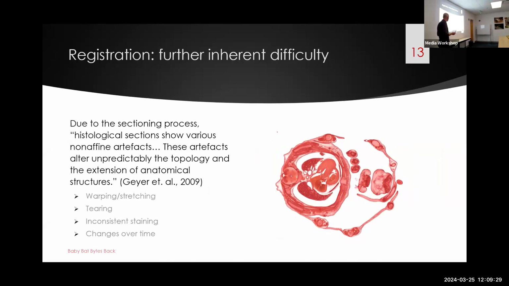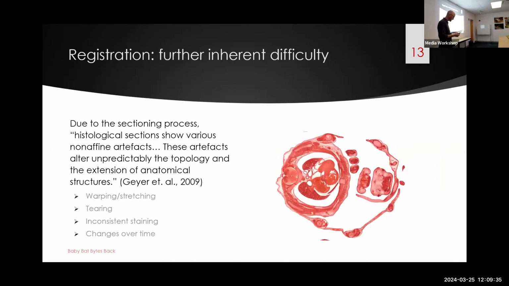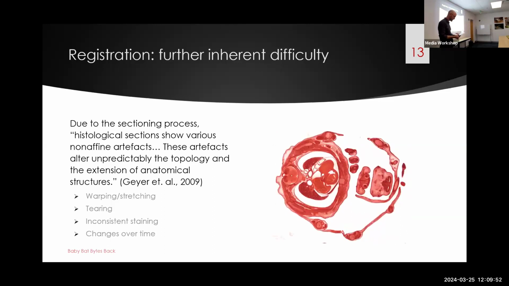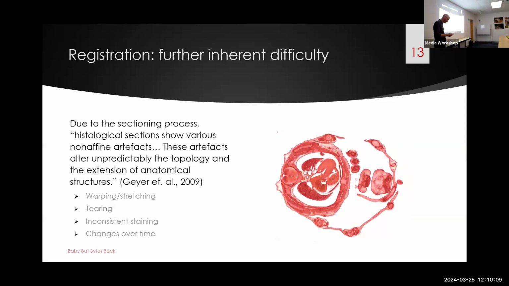But there are further inherent difficulties. The process of cutting and preserving sections results in warping, tearing, inconsistent staining, changes over time, and other, quote, artifacts which alter unpredictably the topology and extension of anatomical structures. Because of these deformations, it's unlikely that any given section can serve as a reliable reference for the registration of the others, and it's impossible to know anyway, absent prior knowledge. In other words, registration of serial section images is inherently difficult. Elastic registration is likely to compound the lossiness of the sectioning process, and perfect registration may be impossible.